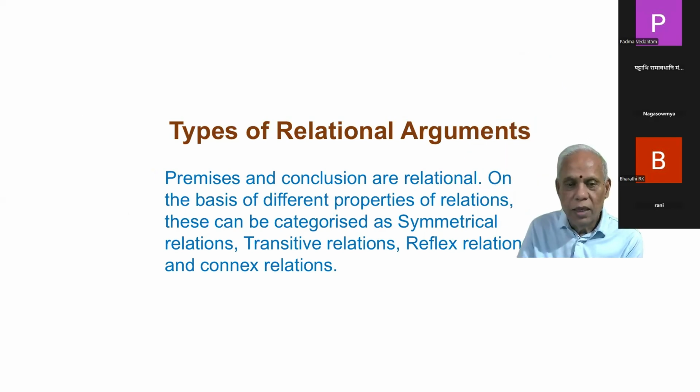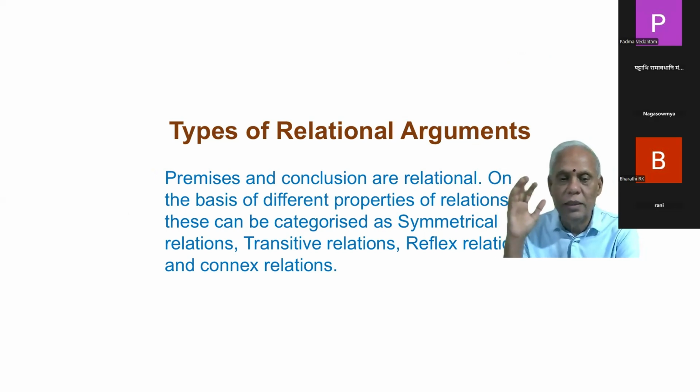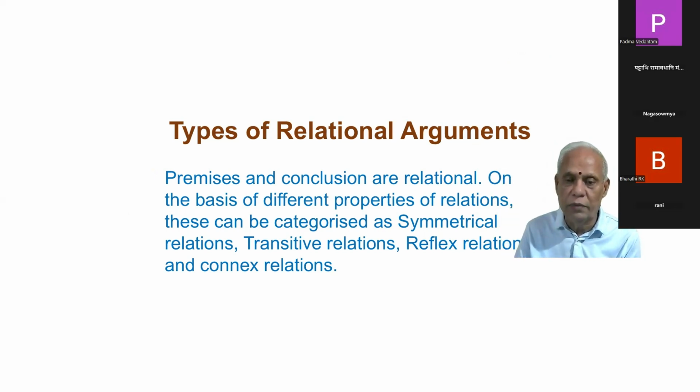Here see, types of relational arguments. Premises and conclusion are relational. There's a relation between the content given in the premises as well as the conclusion. On the basis of different properties of relations, that means what these relations are, how these relations are, these can be categorized, depending upon the type of relation, as either symmetric relations or transitive relations or reflexive relations or connex relations. Now we see what is a symmetric relation, what is a transitive relation, what is a reflexive or connex relation. This now we'll see.